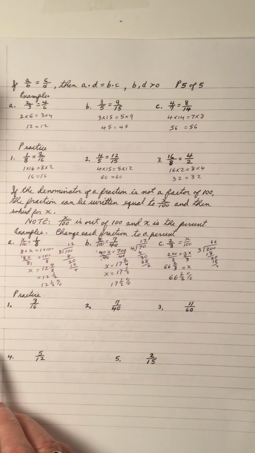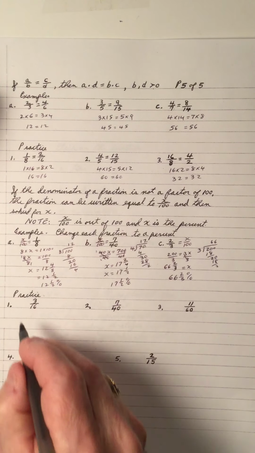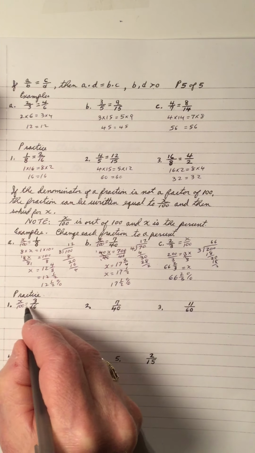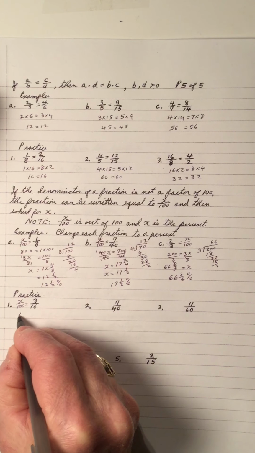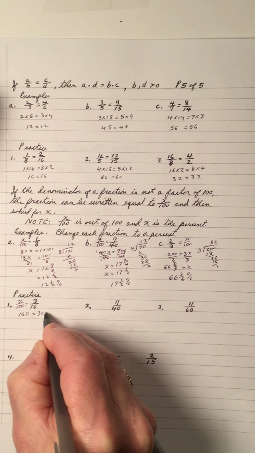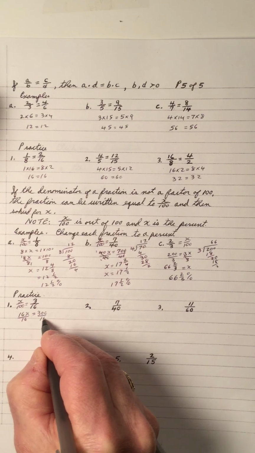Practice these, work them out. Remember, you use a calculator to do the division. I prefer to use my head and my pencil. Make it equal to x over 100. Cross multiply. 16 times x is 16x. 100 times 3 is 300. Divide by 16, both sides.